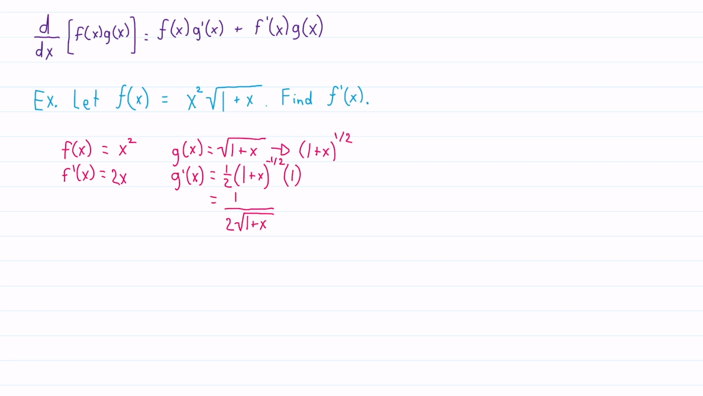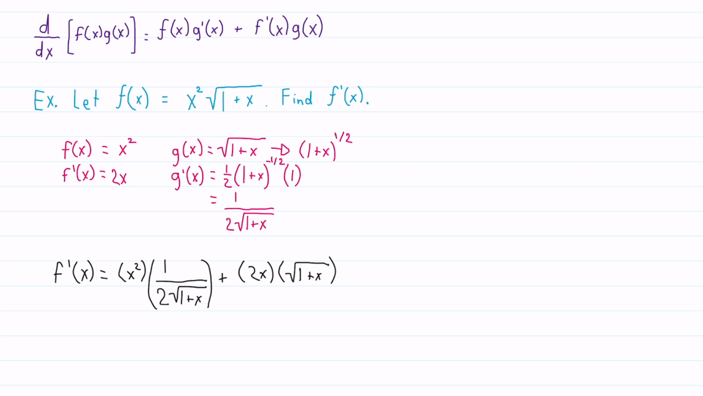Now that we have all of our functions, we're going to put it into the formula. f prime of x equals f of x, which is just x squared, times g prime of x, which is 1 over 2 root 1 plus x, plus f prime of x, which is 2x, multiplied by g of x, which is root 1 plus x.